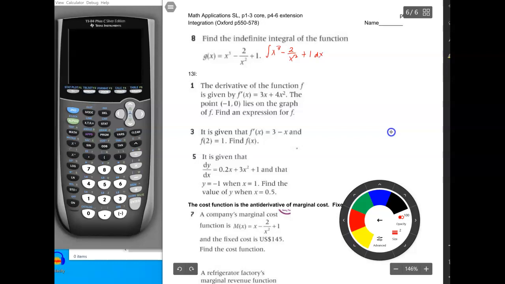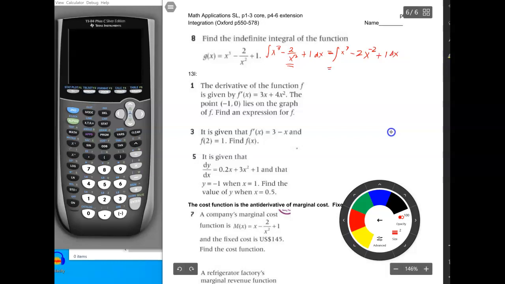And I'm just going to rewrite this one here as x to the negative 2 instead, because I think it's easier to do the antiderivative. So I'm just rewriting, so I'm not taking the antiderivative yet. Okay, now I can take the antiderivative.